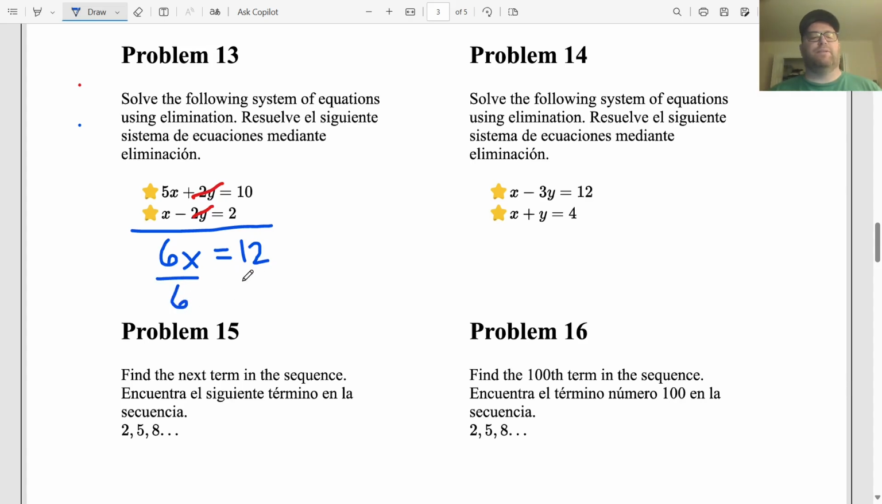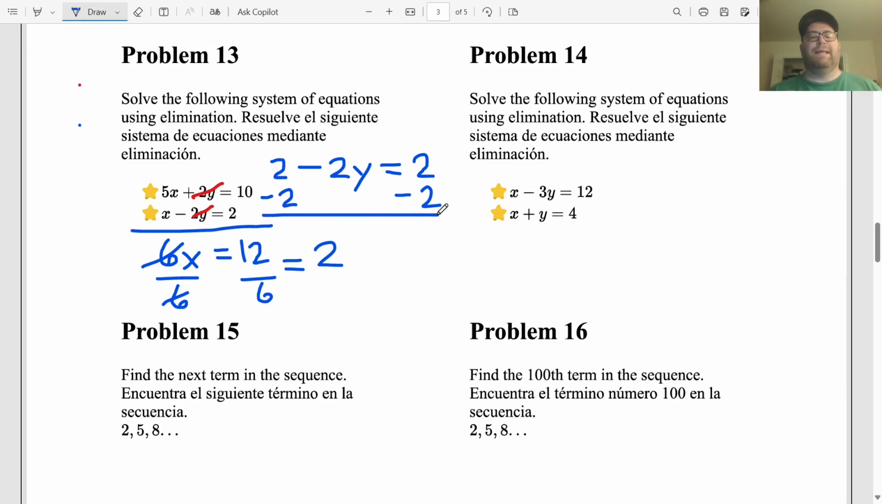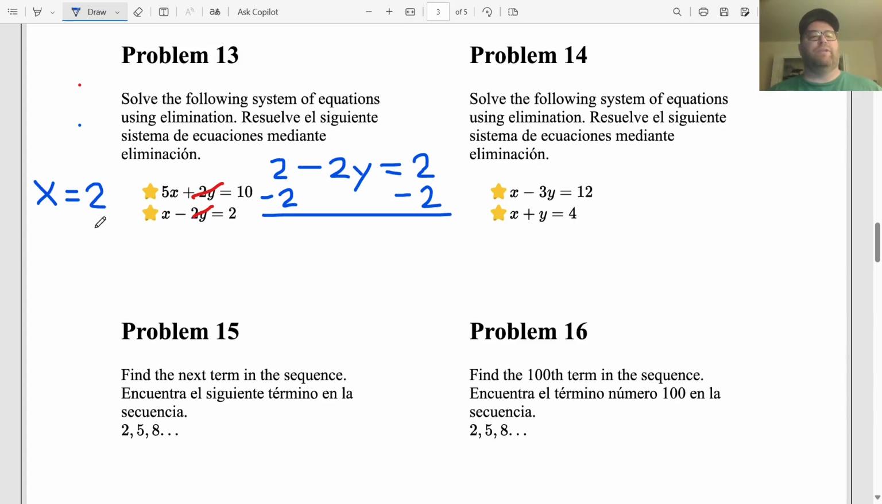We'll divide by 6. 6 divided by 6 is 1. So we get x equals 12 divided by 6, which is 2. So the x value is 2. Now we got to solve for y. So let's plug into this bottom equation here. We can say 2 minus 2y equals 2. Okay, so let's subtract 2 from both sides. And I'm running out of room here, so let's make some room. And I just made a note over here that x equals 2, which we just figured out.